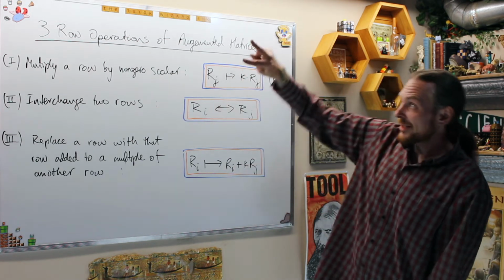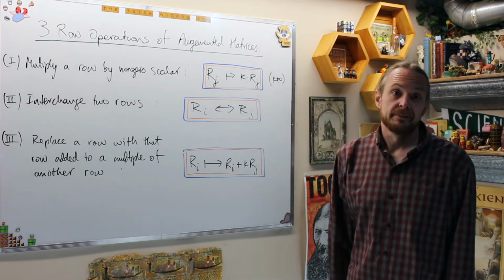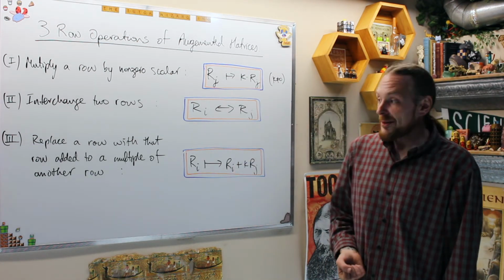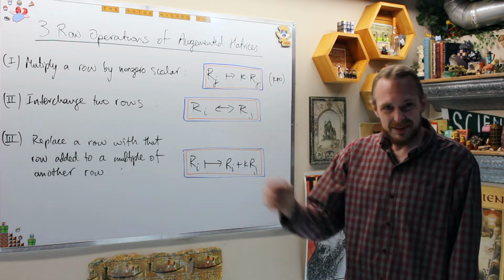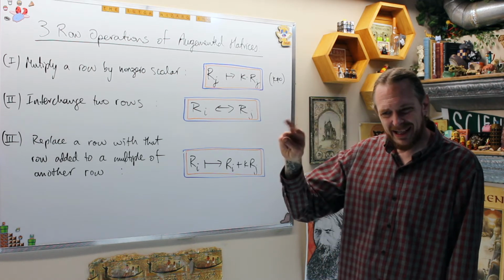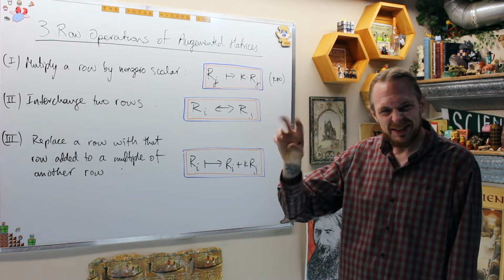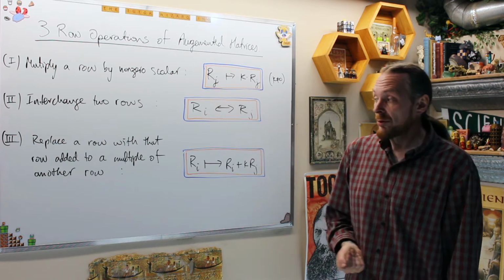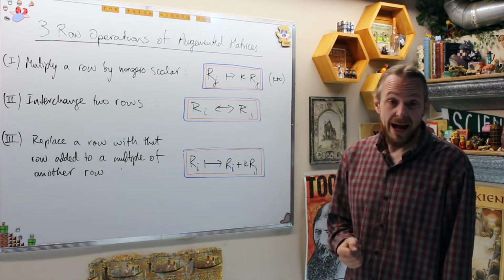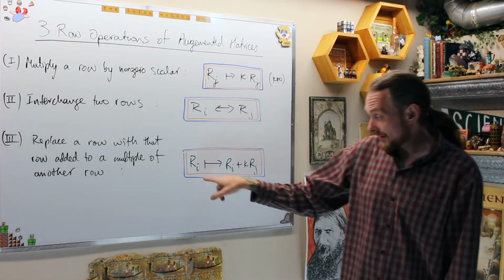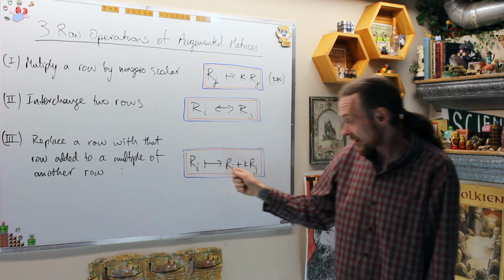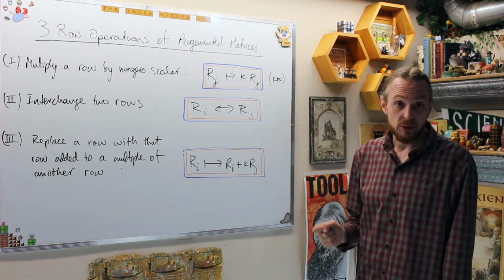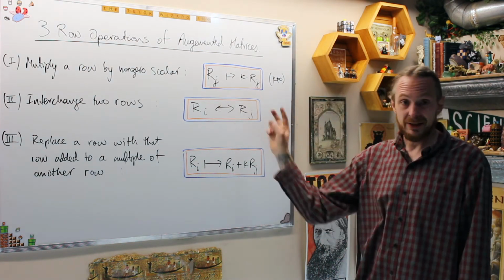What you can do is you can interchange two rows anytime you want. And then the third operation, which sounds weird at first, but which is what we've been doing already, is adding and subtracting equations to get rid of things. You can replace a row with that row added to a multiple of another row. In symbols, row i is going to go to row i plus k times row j. And this is the notation we'll use for interchanging two rows.